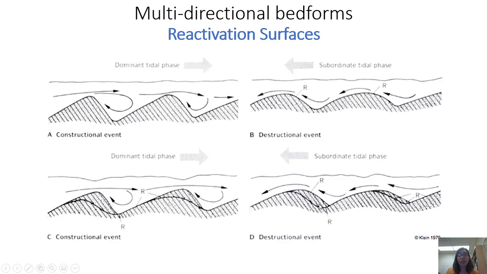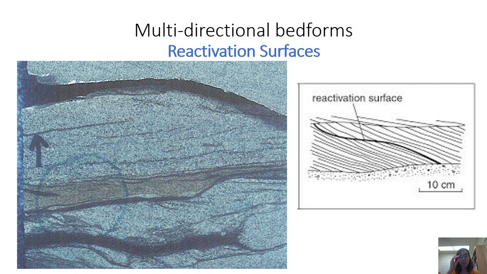This line here, where we can see these ripples are moving the same direction, but the foresets aren't quite aligned with one another. So they represent two different surges, two different periods of ripple construction. So in real life, it can look something like this. Here's another diagram of what a reactivation surface might look like.